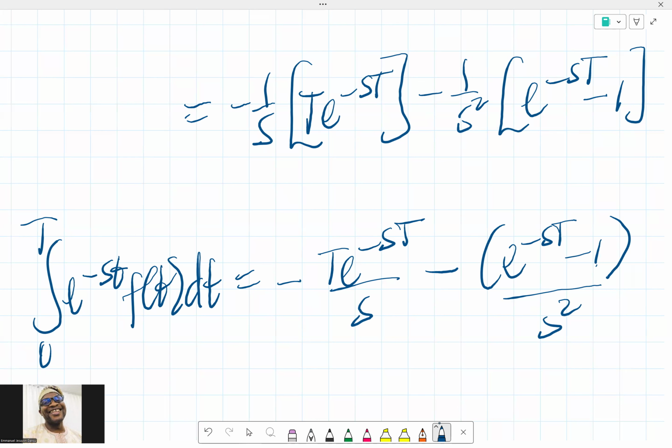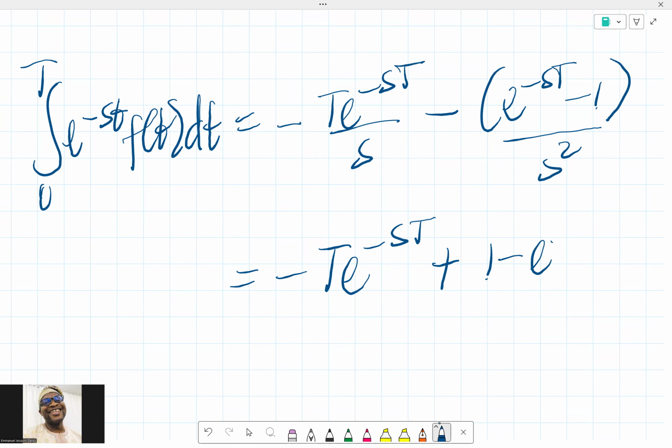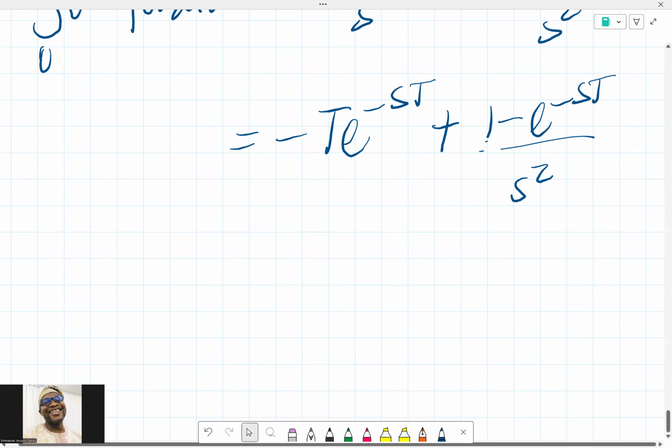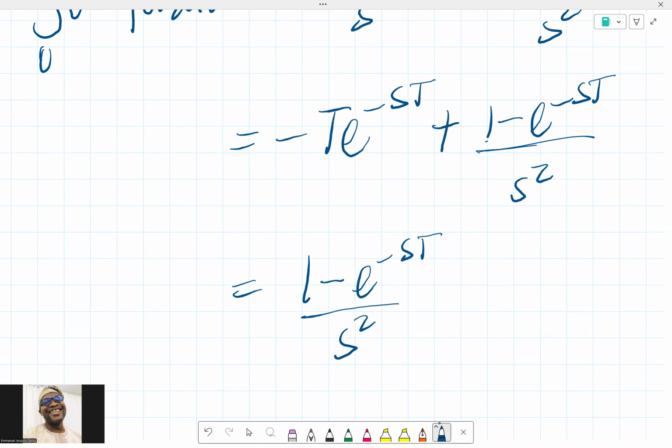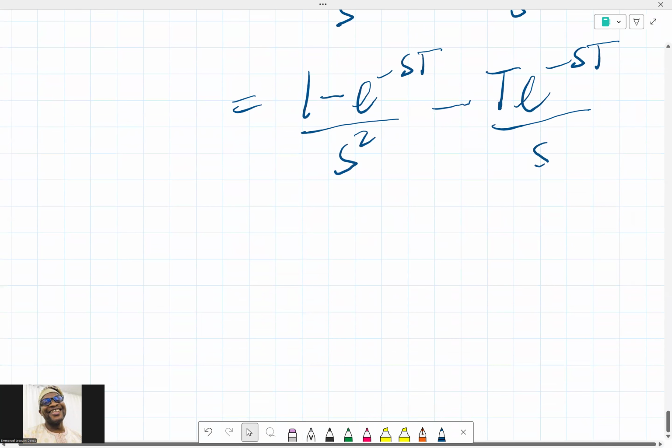So we have T e to the sT all over s. The minus can go inside, right? So we have minus T e raised to minus sT, then plus 1 minus e raised to minus sT, because the minus goes inside, plus comes forward, all over s squared, so that we can still have 1 minus e raised to minus sT all over s squared. Sorry, this is over s: minus T e to the minus sT all over s. So that is the integral, but then we have to apply the formula. So step 2, we apply the formula.